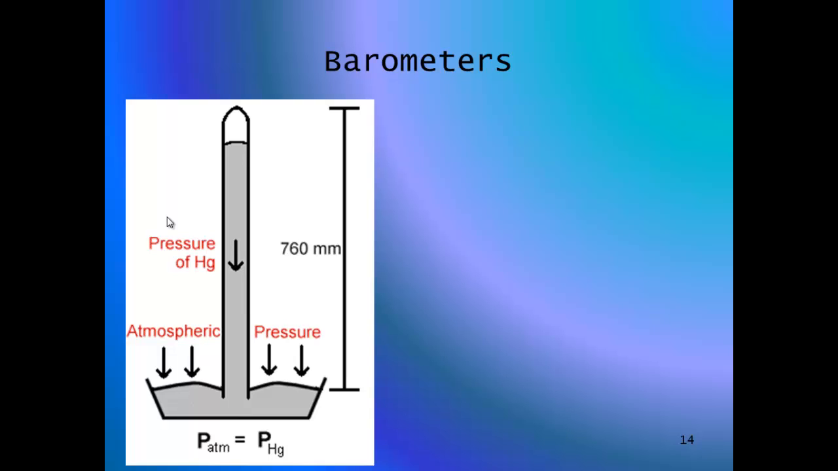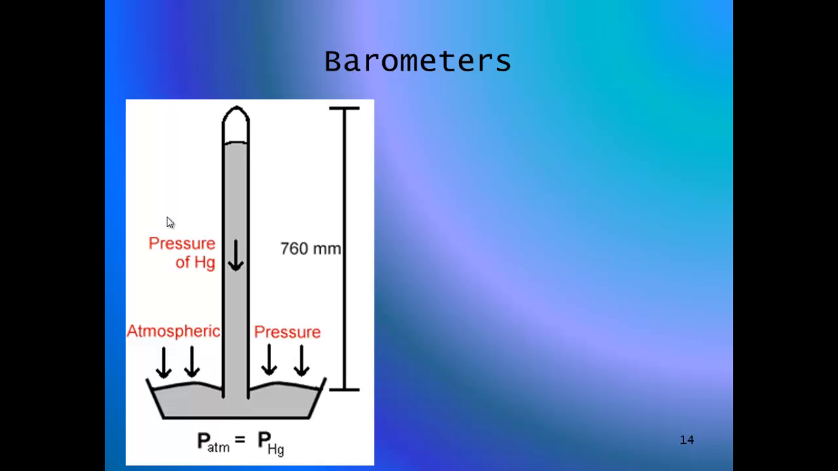Think about like a giant upside down test tube full of mercury, and then a dish of mercury at the bottom. And the way that you would set this up is to take the giant test tube, fill it all the way to the top with mercury, totally, completely full. And you'd flip it upside down and turn it upside down into the dish at the bottom. When you did that, some of that mercury would fall out into the dish.